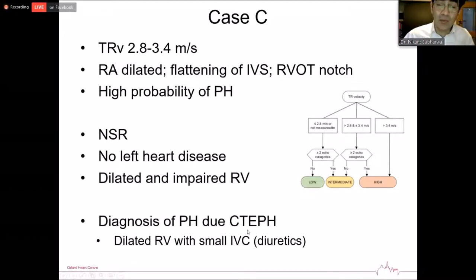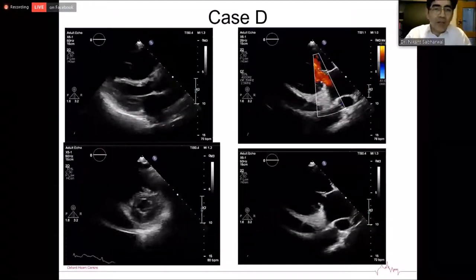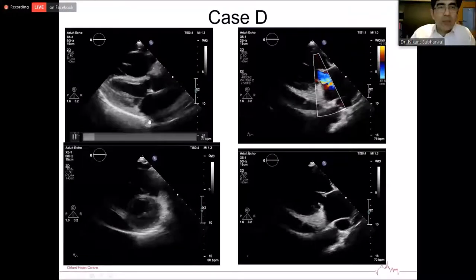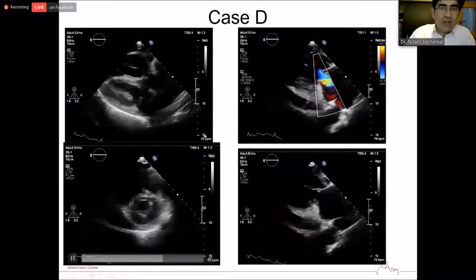And she was a patient with CTEPH, chronic thromboembolic pulmonary hypertension. The dilated RV is interesting. I think that's chronic, but the small IVC is because she'd been diuresed. She'd been admitted to hospital with peripheral edema and was aggressively diuresed by the admitting medical team, and therefore that's why her inferior vena cava was small and narrow. That explains that example.